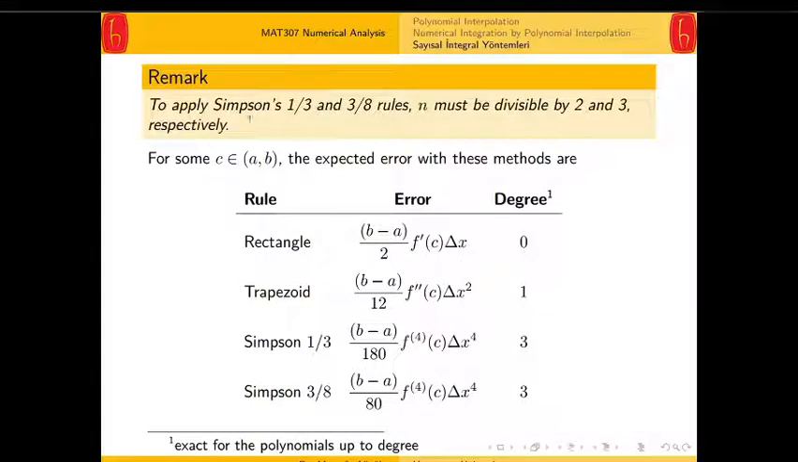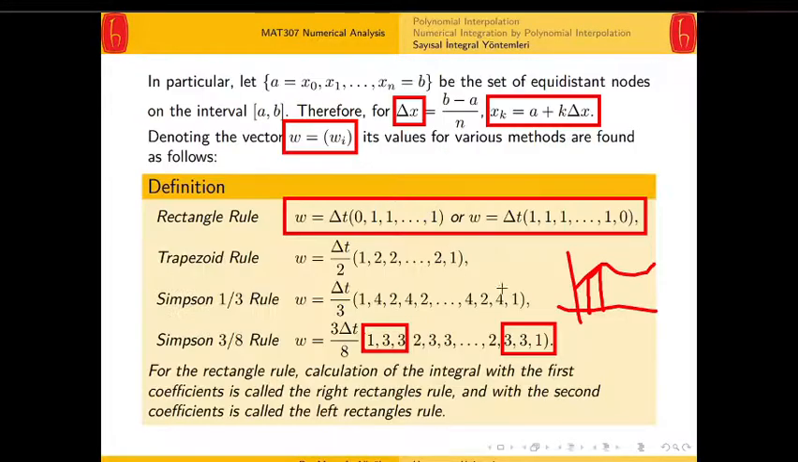Okay, remark: to apply Simpson's 1/3 and 3/8 rules, n must be divisible by 2 and 3 respectively. So in order to use Simpson's 1/3 rule, n has to be divisible by 2, and for the 3/8 rule, the number n has to be divisible by 3. Otherwise we cannot apply this pattern. So this is all about whether we can apply this pattern or not.